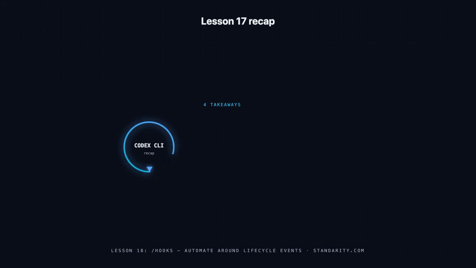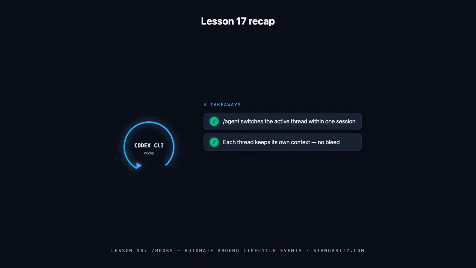Here's what to keep. The agent command switches the active thread, so one session can hold several lines of work at once. Each thread carries its own context, so a quick task never disturbs a long-running one. It pairs with fork for branching and side for asides, covering parallel and tangential work.